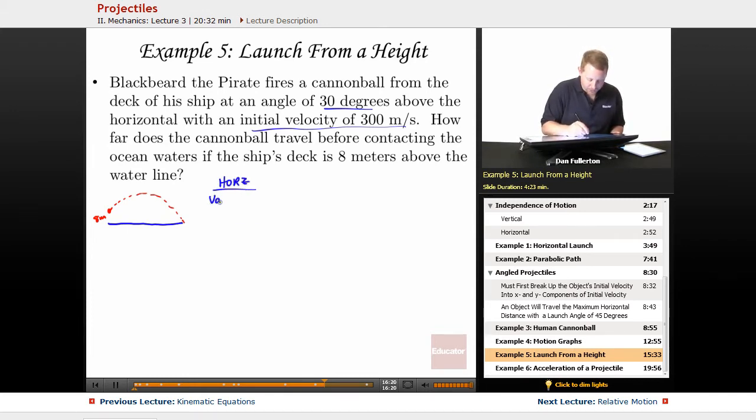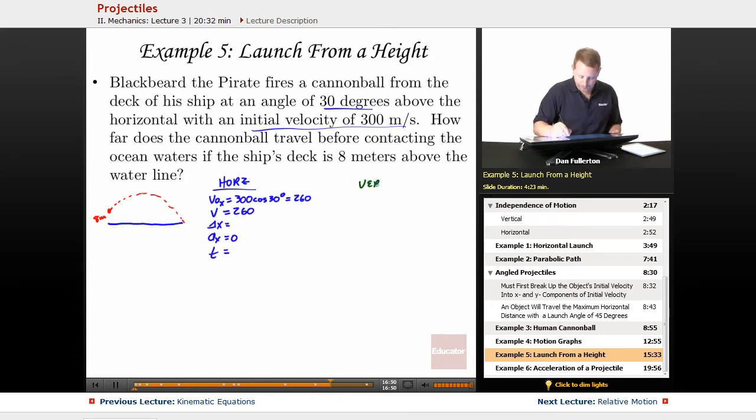We know V initial in the x direction is going to be 300 meters cosine 30 degrees, which is about 260 meters per second. Final velocity in the x direction has to be the same. No acceleration horizontally, so 260. Delta x, what we're trying to find. Acceleration in the x is 0, and we don't know t.